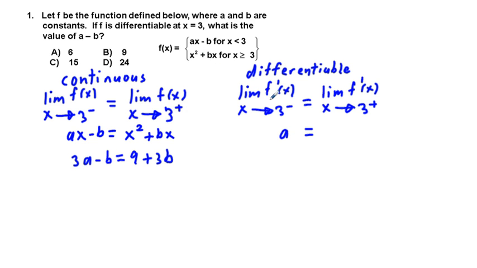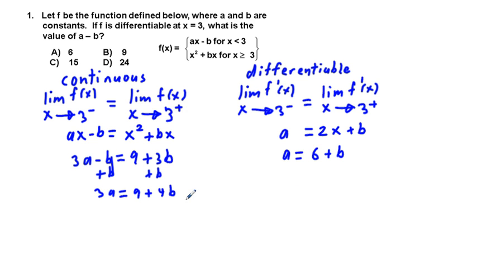On the right side, we're going to have 2x plus b, because that's bx. And now we can just substitute in 3 for x. So we have a equals 3, 2 times 3, which is 6, plus b. And now we have 2 equations and 2 unknowns. I'm just going to clean up this equation on the left side by adding b to both sides here. So we have 3a equals 9 plus 4b.